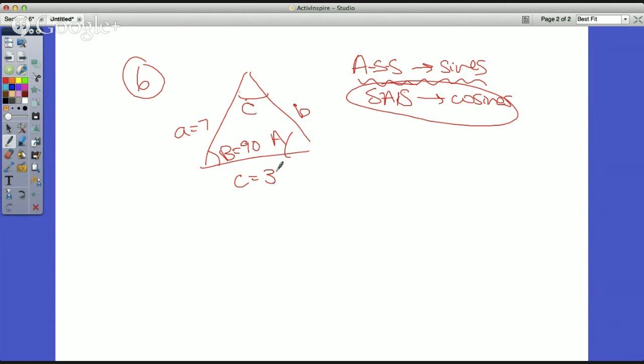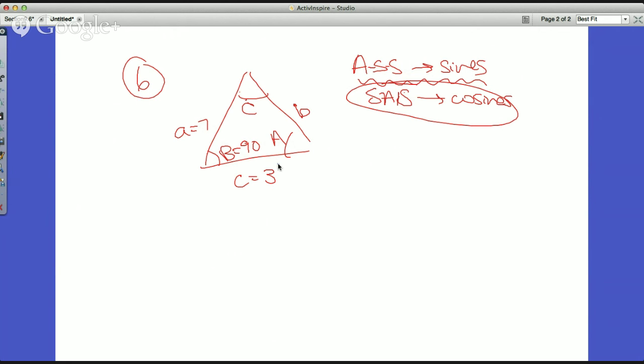Very good. So now in this case, we're going to end up solving for our missing length. Now, if I know what A and C are, what I can do.